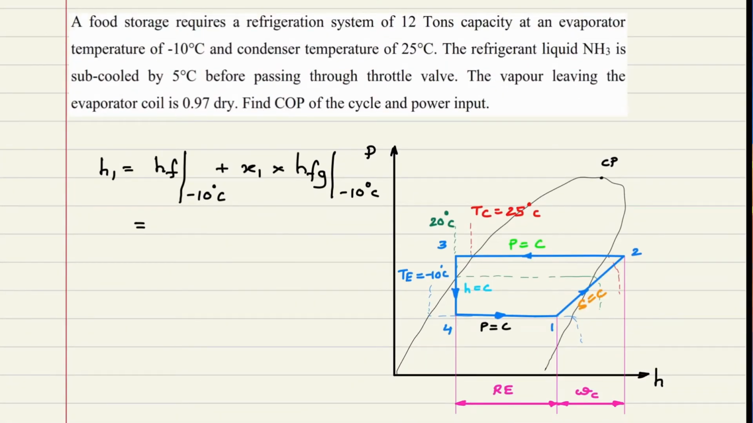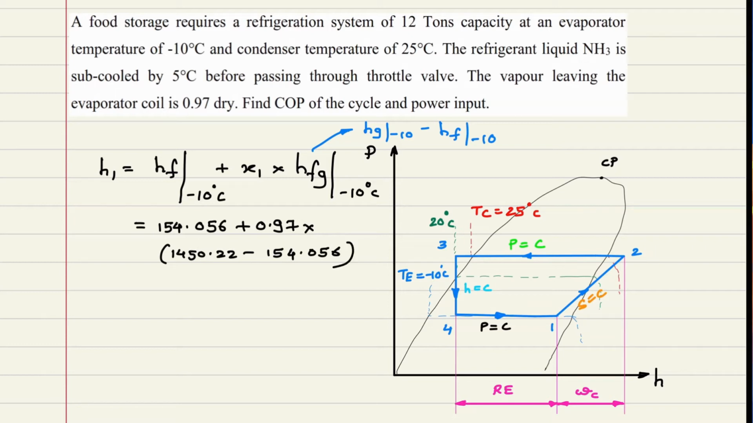So Hf is 154.056 plus X1, 0.97, into what is this Hfg? It will be Hg at minus 10 minus Hf at minus 10. So we will substitute this value into 1450.22 minus 154.056. From here we can calculate H1, which is equal to 1411.33 kilojoule per kg.